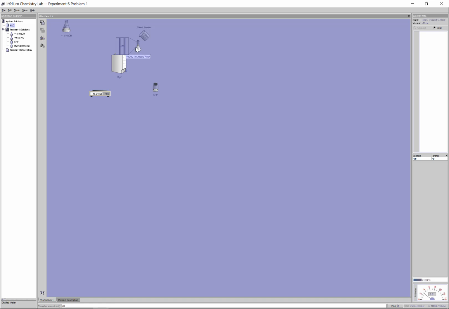And you'll notice here, I am getting very, very close to the top. I want to make sure I'm adding water very, very slowly. I want to make sure the bottom of the meniscus is exactly at that 100 mark here.